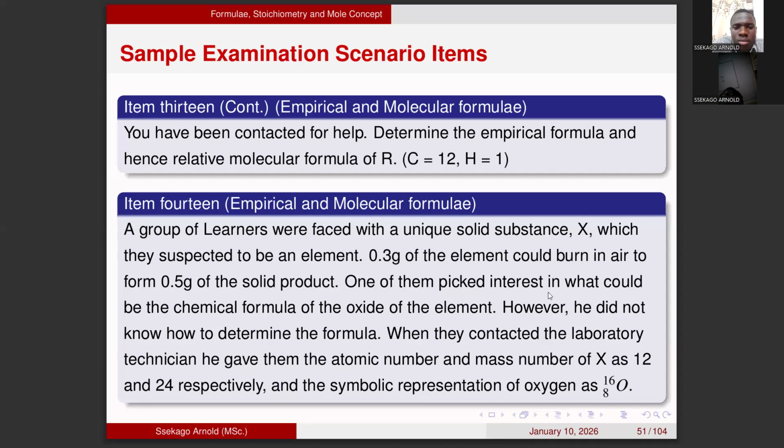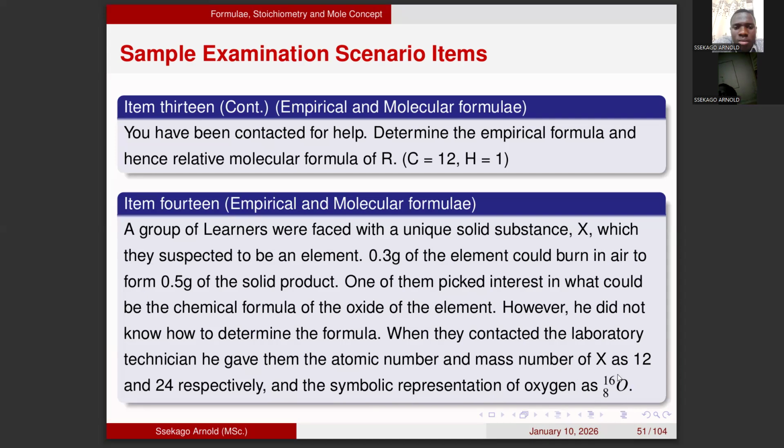One of them picked interest in what could be the chemical formula of the oxide of the element. However, he did not know how to determine the formula. When they contacted the laboratory technician, he gave them the atomic number. Take note of this: atomic number and mass number of X as 12 and 24, respectively, and the symbolic representation of oxygen as this.